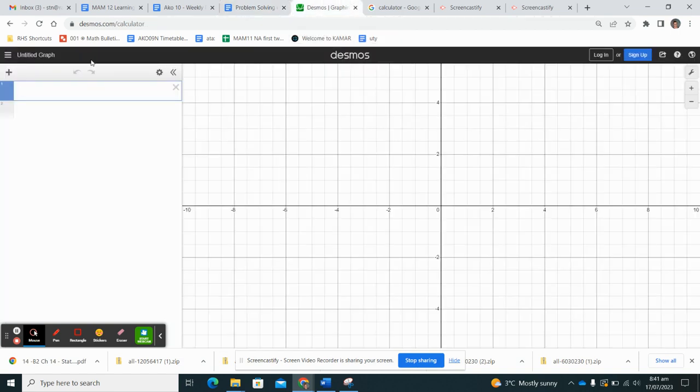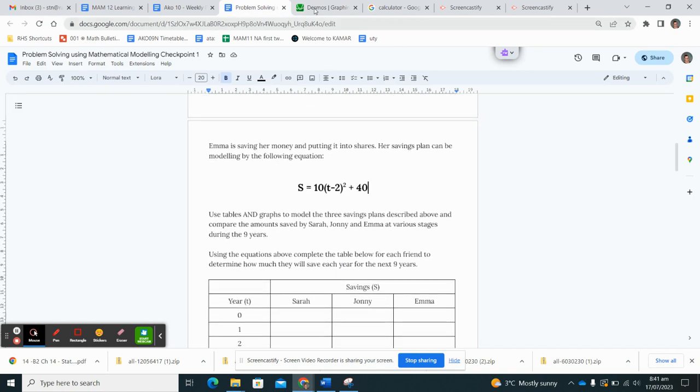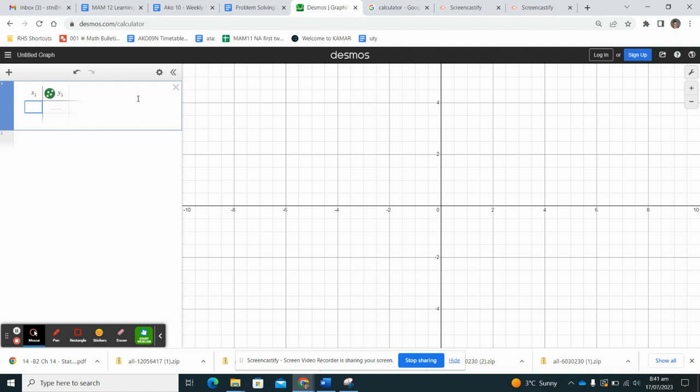So you'd go into Desmos, go to your plus sign, and insert a table. You'll have one for our first person, Sarah. Sarah will have 0 through to 9. You go all the way down to 9 years, and then the corresponding values for Sarah. I don't know what they are, but you just type them in. I know she starts with 50.